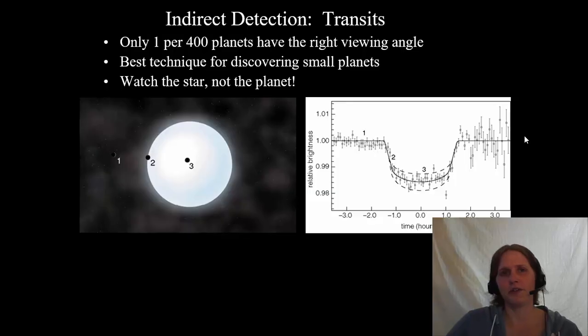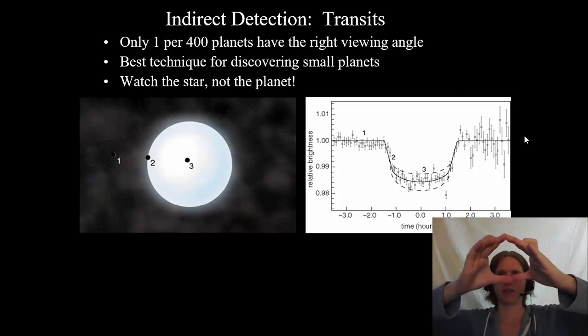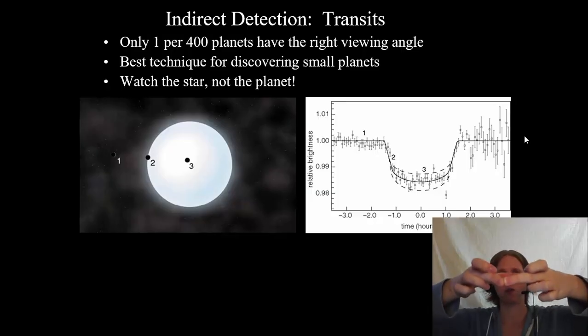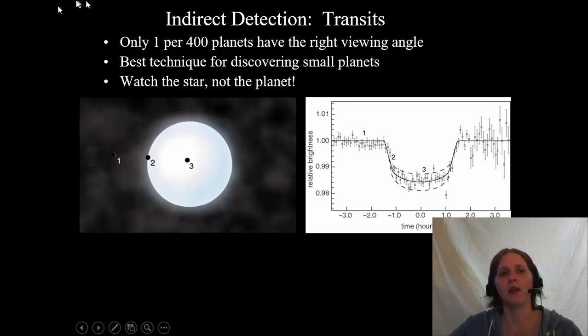Now, you can't do this for any system. In order for you to see the planet transit in front of the star, you can't look at it as a face-on orbit. You have to find only systems that have edge-on orbits compared to Earth's point of view. So we've launched the Kepler telescope to just watch as many stars as it can automatically, and we've discovered a lot of planets this way. Okay. So this method is the only one so far that's really discovered Earth-sized planets.